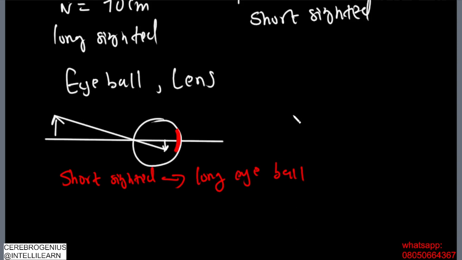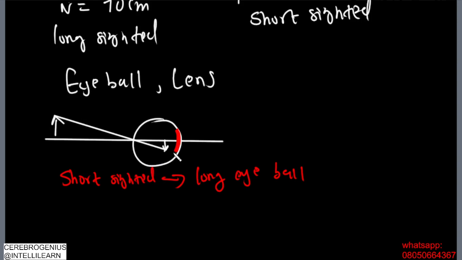You should have guessed for long-sightedness. So that means that long-sightedness will be caused by what? Short eyeball. So they are like opposite. You see that short-sightedness is caused by what? Long eyeball. So long-sightedness will be caused by what? Short eyeball.